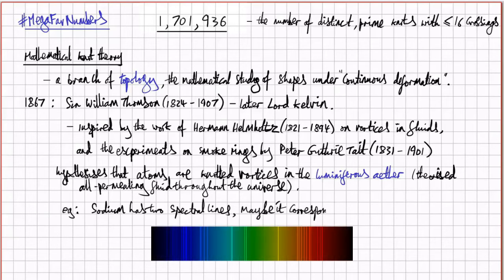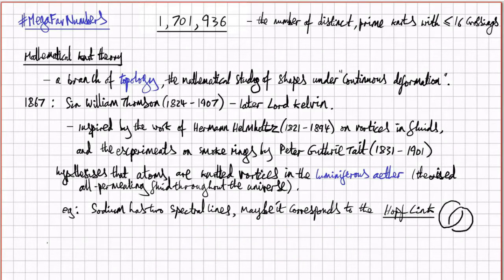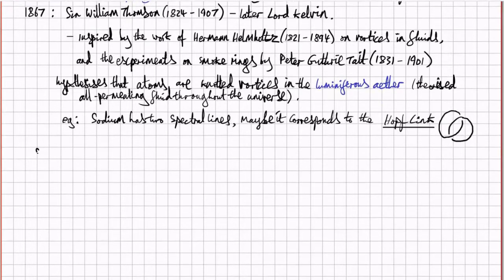And Kelvin's idea was that, for example, since sodium has two particular spectral lines, maybe that corresponds to something called the Hopf link, which is the simplest two-component configuration of two linked circles.